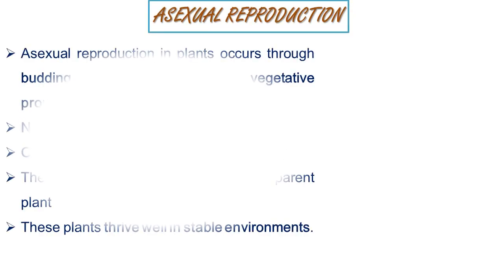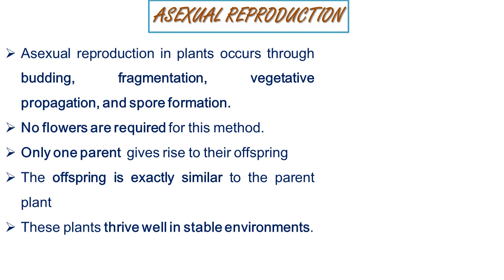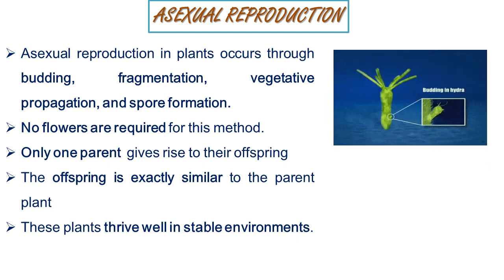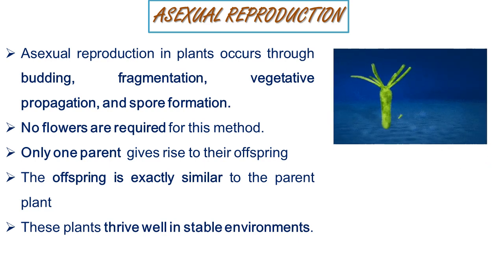Asexual reproduction takes place through budding, fragmentation, vegetative propagation and spore formation. Budding is seen in hydra, where an outgrowth is formed exactly like the mother. When the hydra is mature enough, it separates itself from the mother hydra and grows into a new hydra. This hydra is exactly like the mother, and they thrive excellently well in stable environments.